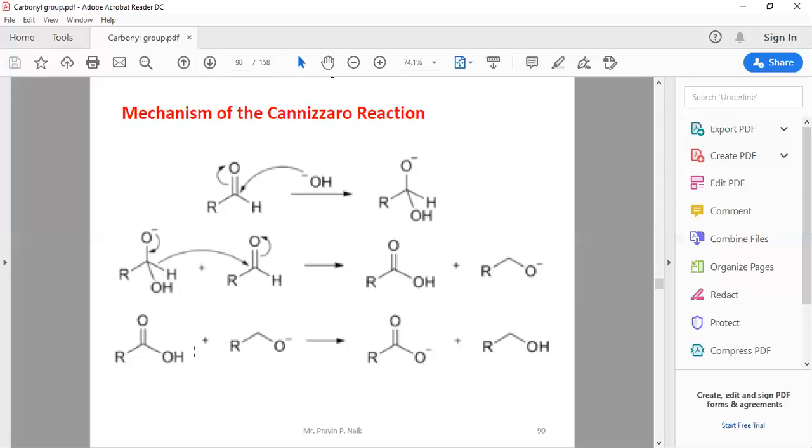So in this third step, there is a proton transfer from the acid part to the alcohol to form the alcohol, and this is the salt, or the acetate salt, which is then protonated to isolate the acid. The alcohol is first distilled out when doing it practically, and then the salt is protonated to get back the carboxylic acid. So in the Cannizzaro reaction, the first step is nucleophilic attack, the second step is hydride transfer, and the third step is proton transfer.